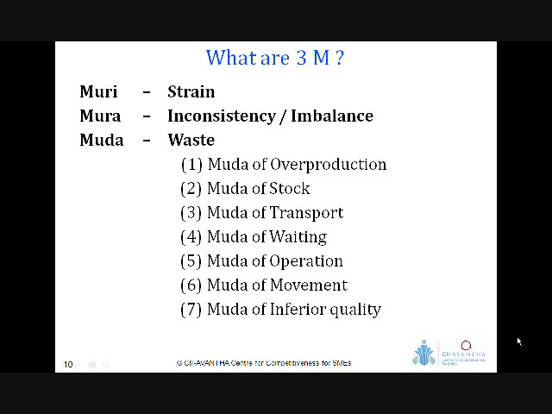Mura means inconsistency or imbalance. As I said earlier, it can be due to variation in the capacity of machines, or variation in the quantity. Mura generates Muda of waiting, Muda of stock, and Muda of transport, etc. Muri means strain. It can be on man, machine, and infrastructure. Generally, people in industry work only on Muri on man. Muri on machine and infrastructure is neglected.